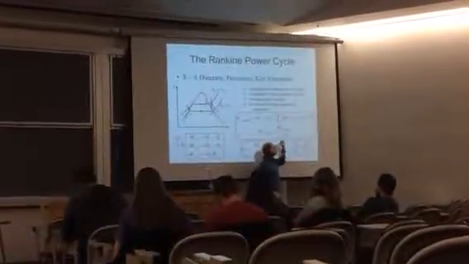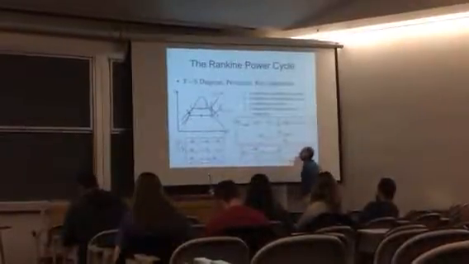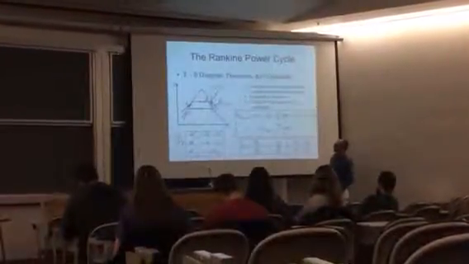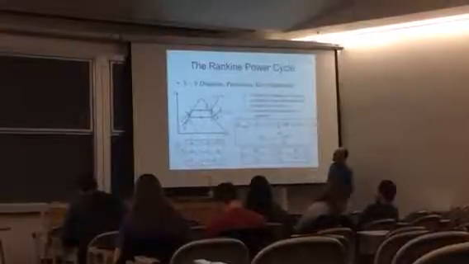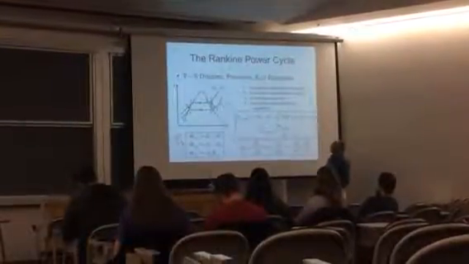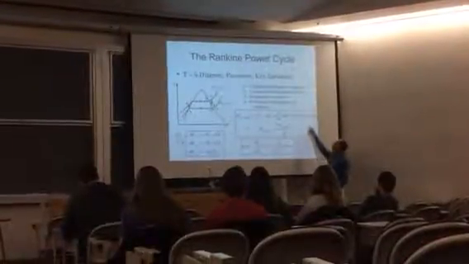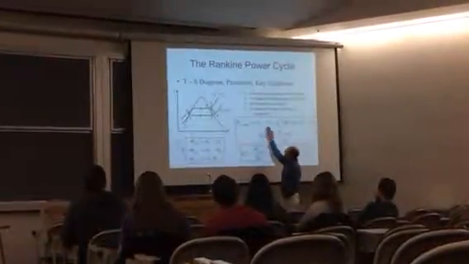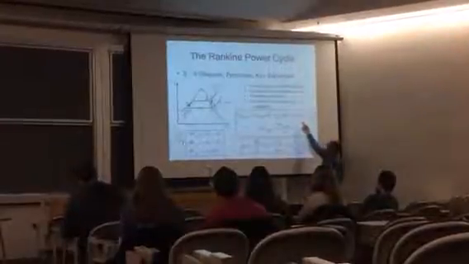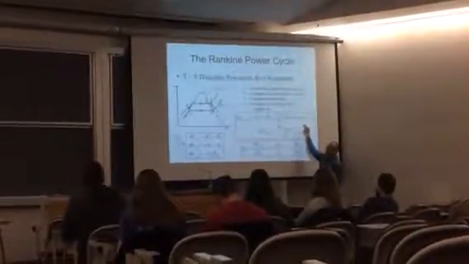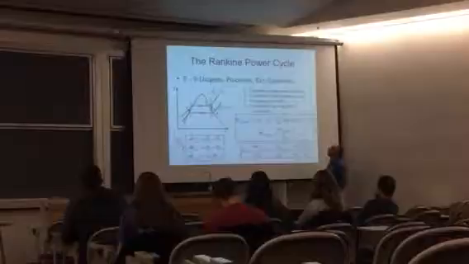Steady flow work. And we also know that because we have a liquid between states 5 and 6, we can pull out the volume because it's essentially incompressible. So we can calculate H6 minus H5 as V, the specific volume, times P6 minus P5.